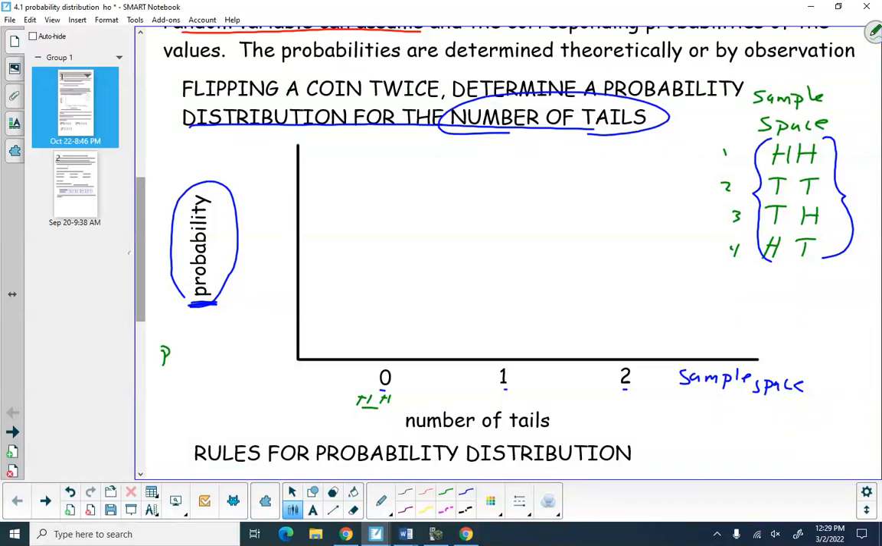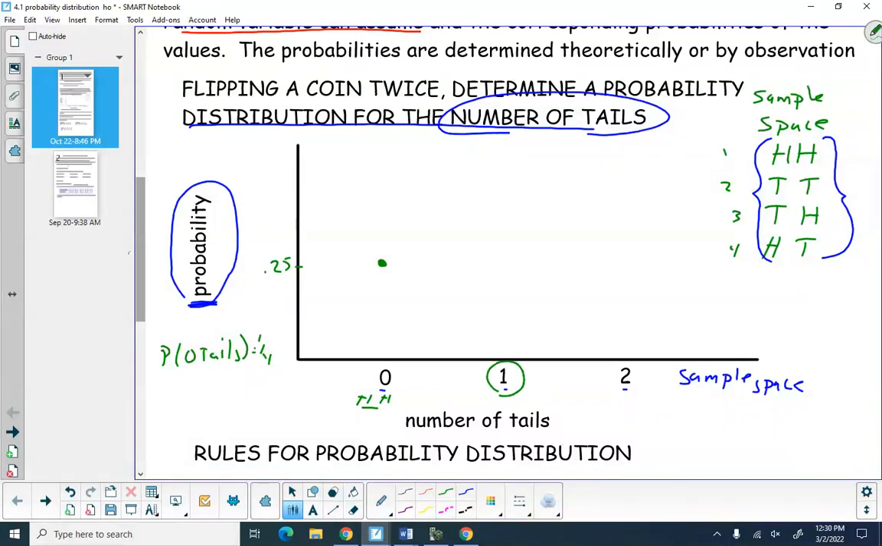So your probability of 0 tails is 1 out of 4, which is 25%. So I'm going to put a 0.25 there. So it's like an ordered pair here. We have 0 tails, and I have a 25% chance of that.